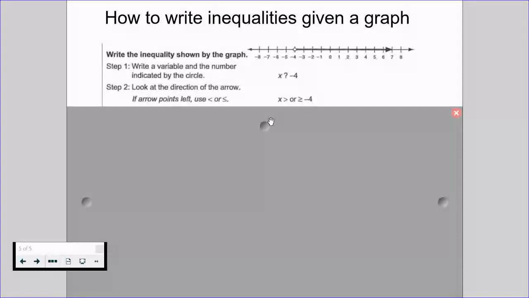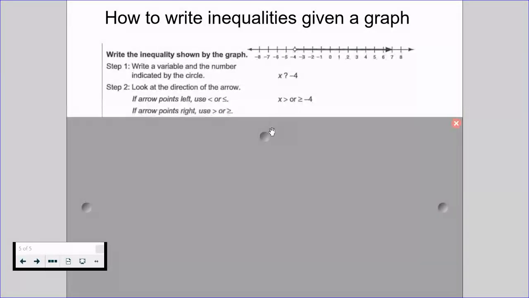So if the arrow points to the left, we're going to be using less than or equal to. If it's pointing to the right, we're going to be using a greater than or equal to. And again, we're going to the right-hand side where our numbers are rising, where our numbers are getting bigger and greater. So we're going to be using a greater than or equal to -4.